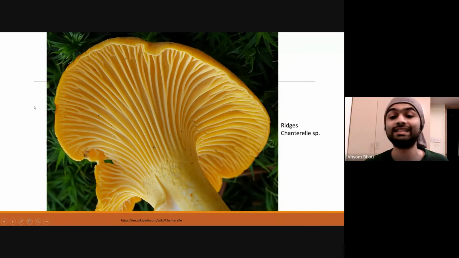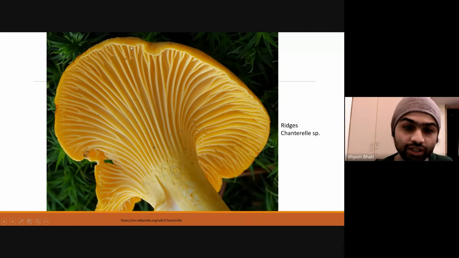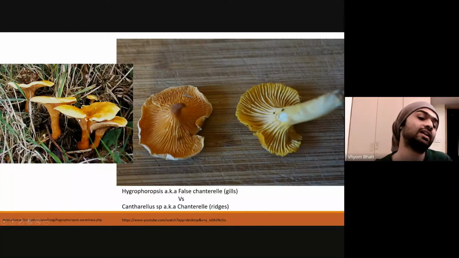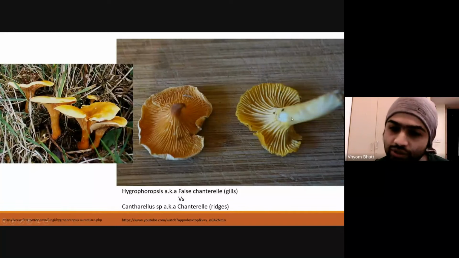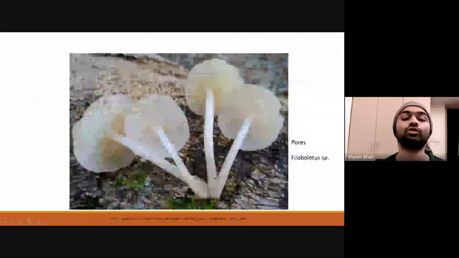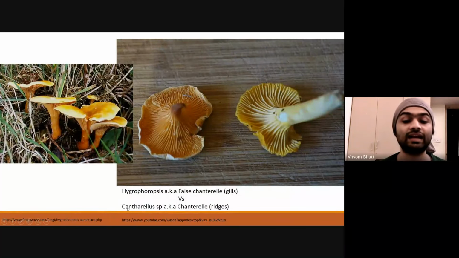Then you have ridges. This is a chanterelle mushroom, which is one of the favorite mushrooms of foragers. Now, this mushroom looks like it has gills, but they are not gills. These are actually ridges on the underside. So there is a mushroom called Hygrophoropsis, like this one on the left, which does look like a chanterelle on top, but it's called a false chanterelle. And here is a comparative picture of chanterelle on the right having ridges and this Hygrophoropsis having gills. So I've just written Hygrophoropsis, also known as false chanterelles, which has gills, and Cantharellus species, which is a chanterelle which has ridges.